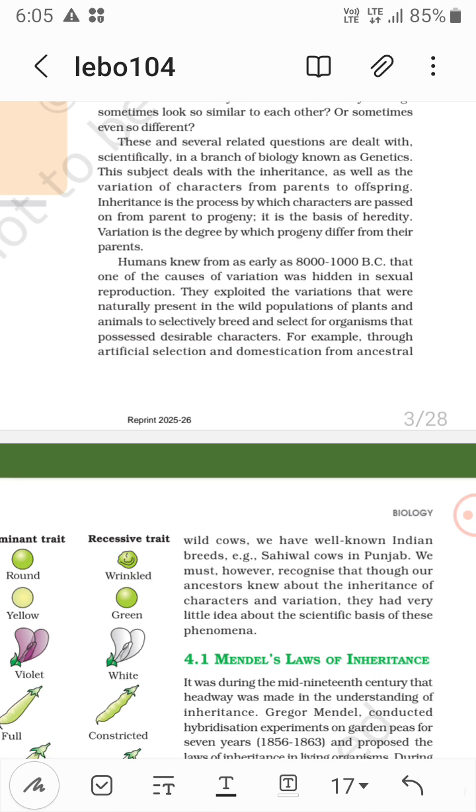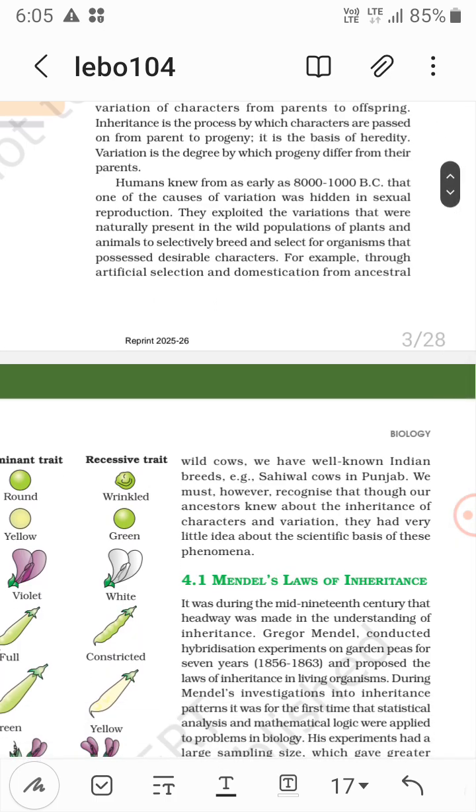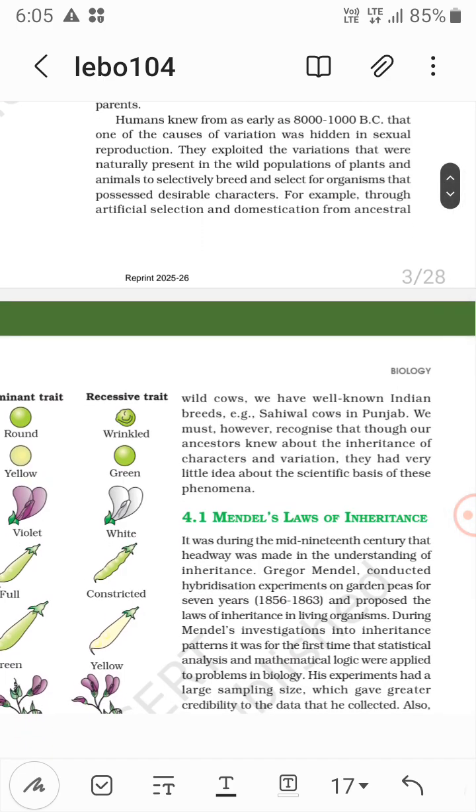They also practiced artificial selection and domestication from ancestral wild cows. We have well-known Indian breeds, for example Sahiwal cows in Punjab.